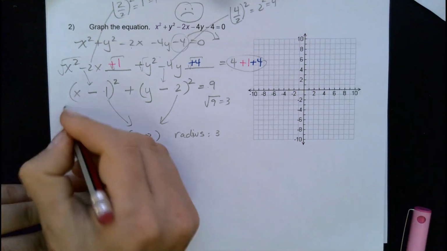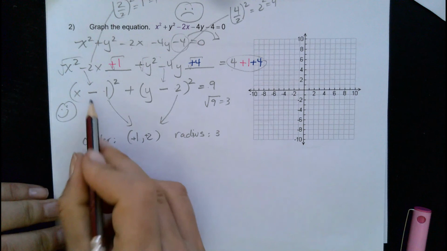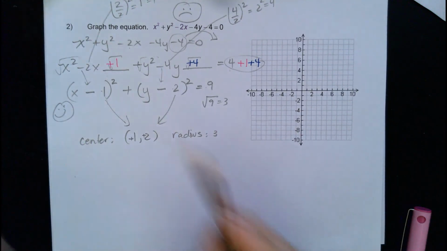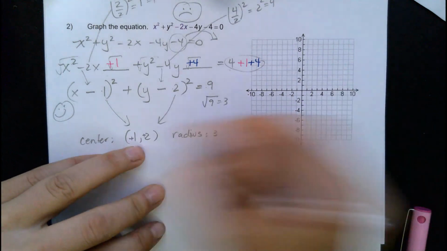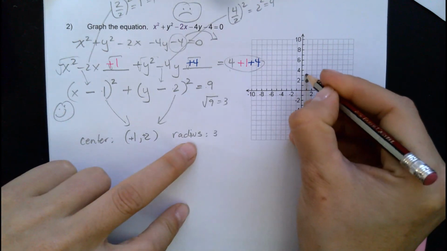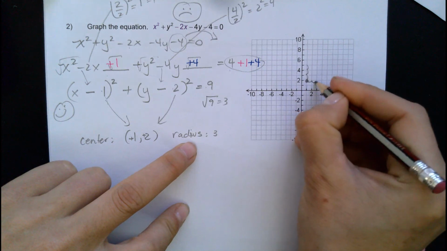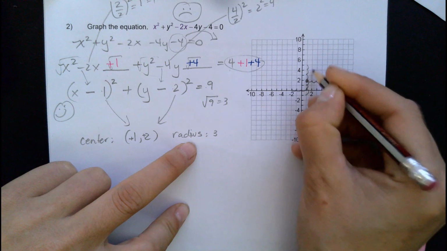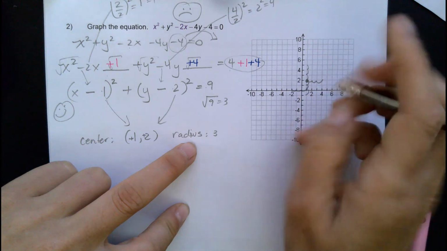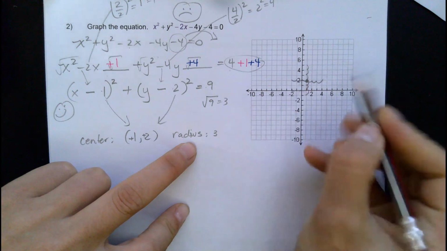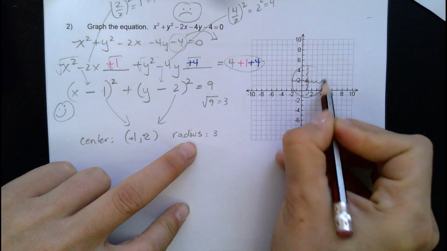Now I can draw it, because this is in a nice form. I like this form. If I liked equations, I would like this form. So the center is 1, 2. My radius is 3. 1, 2, 3. Oh, I counted wrong on that one. I have to start here. 1, 2, 3. So then I draw my circle. There.